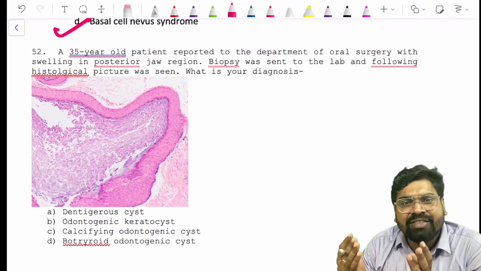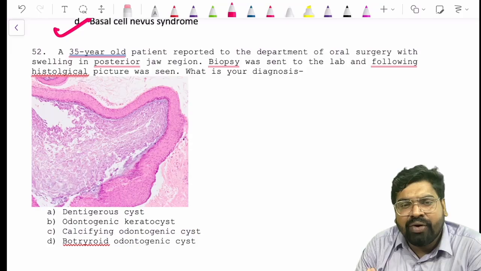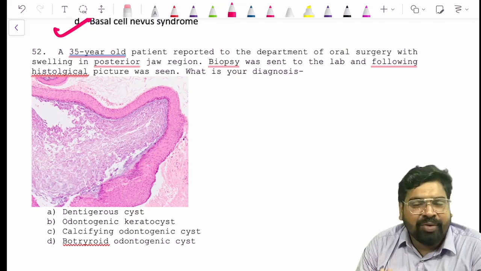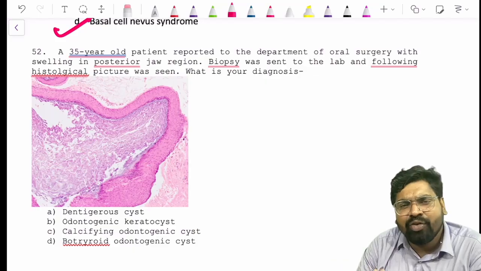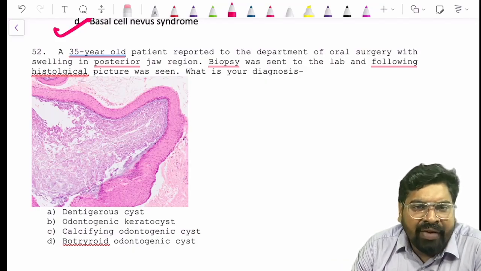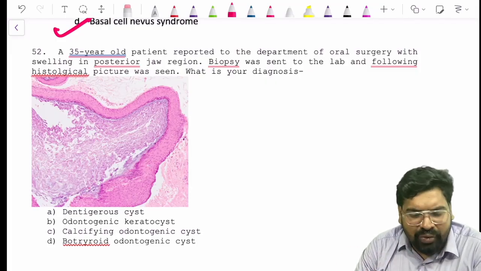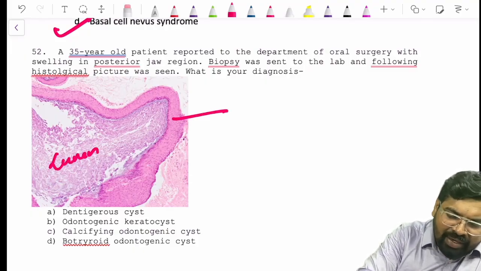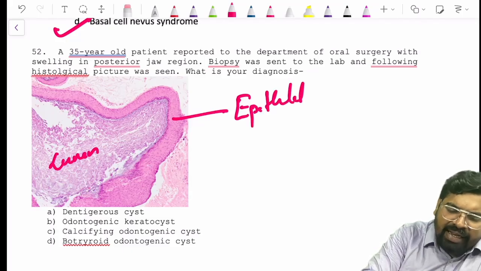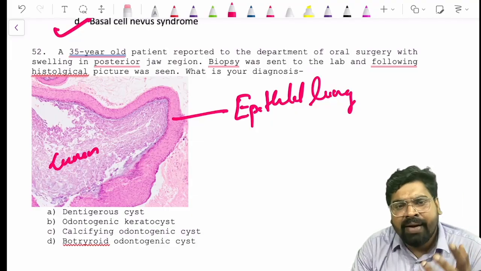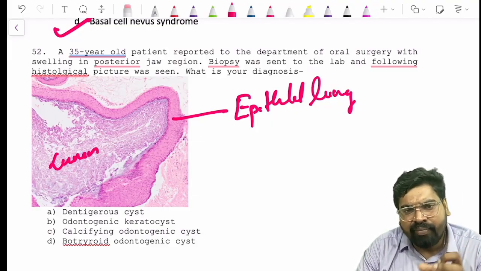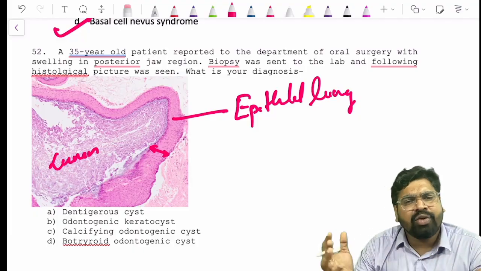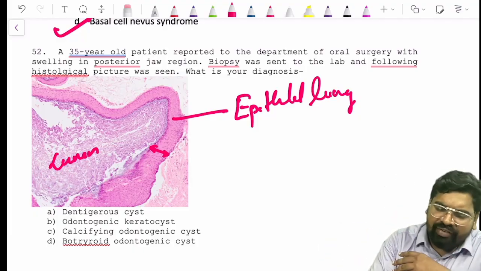How can you identify whether it is a cystic lining or an epithelial lining? I have told you, if there are no rete ridges, that lining is most possibly a cystic lining. If it is an epithelial lining, you may have rete ridges. So here we have a swelling in the posterior jaw, and in this biopsy you can see a lumen, and appreciate the epithelial lining here. One thing you have to make sure of is the thickness of the epithelial lining. It is 6 to 8 layers, more than 2 cell layers thick. So it is definitely not a dentigerous cyst.